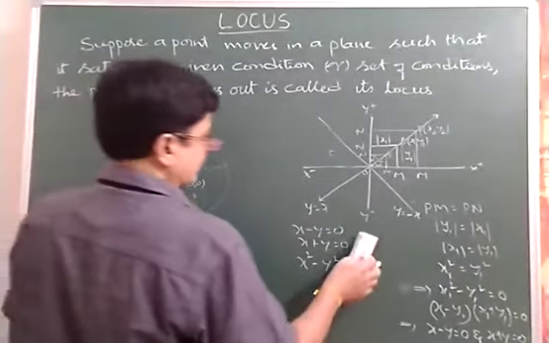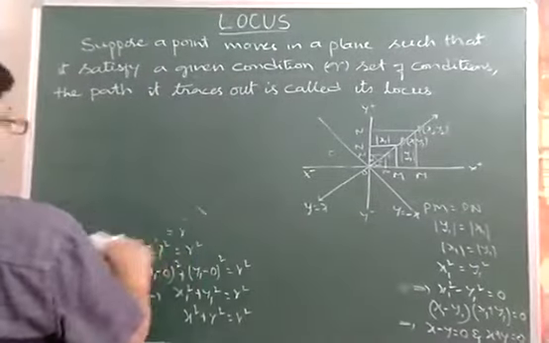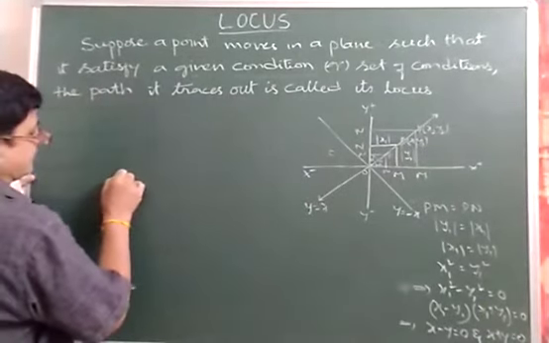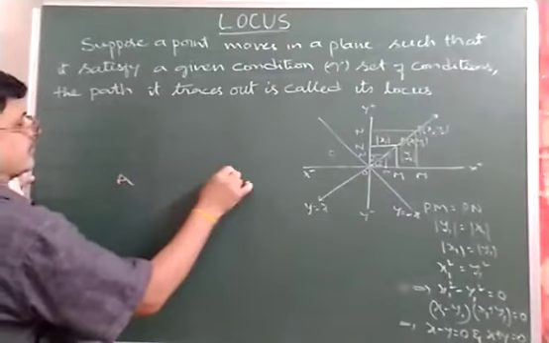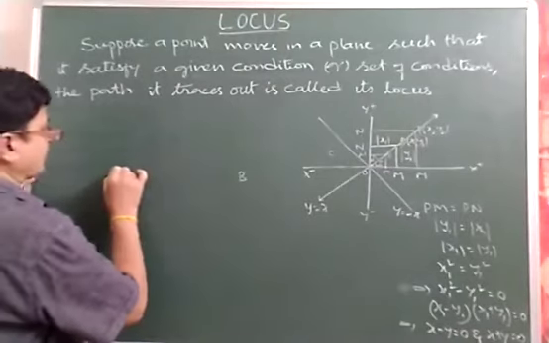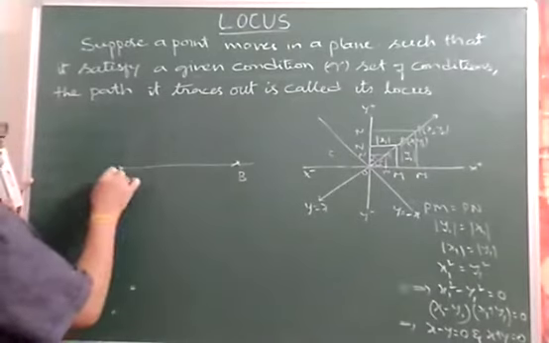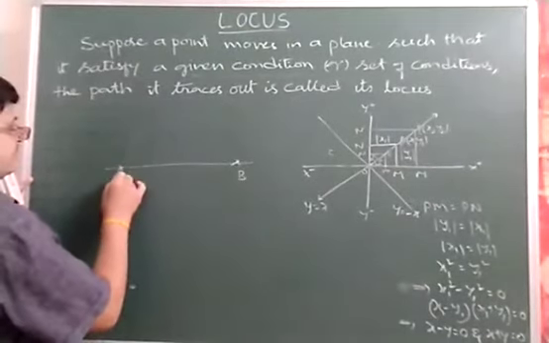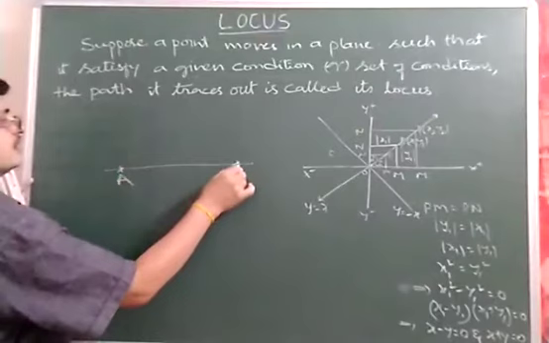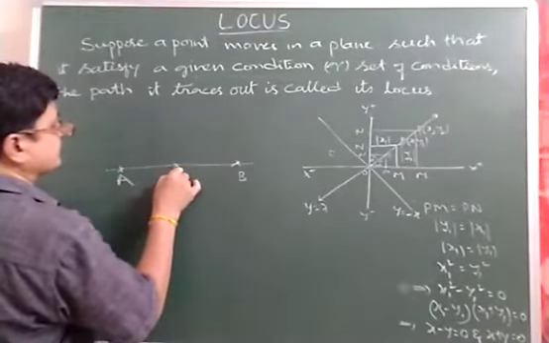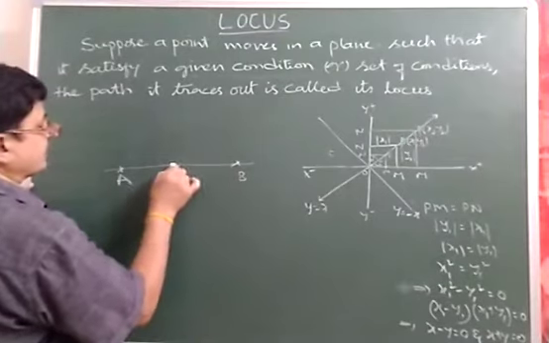That is the condition. Next, for example, if you take 2 points, capital A and capital B, two fixed points on a line segment, the line segment joining AB, where A is a fixed point on the line and B is another fixed point on the line. P is a point which is equidistant from these 2 points.